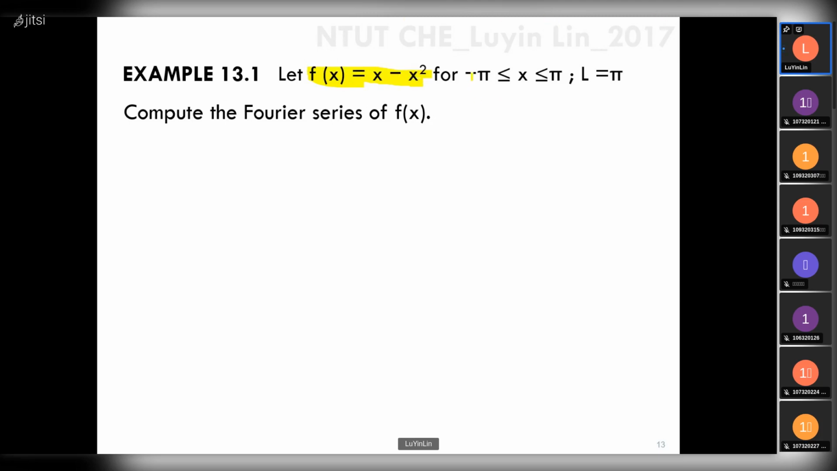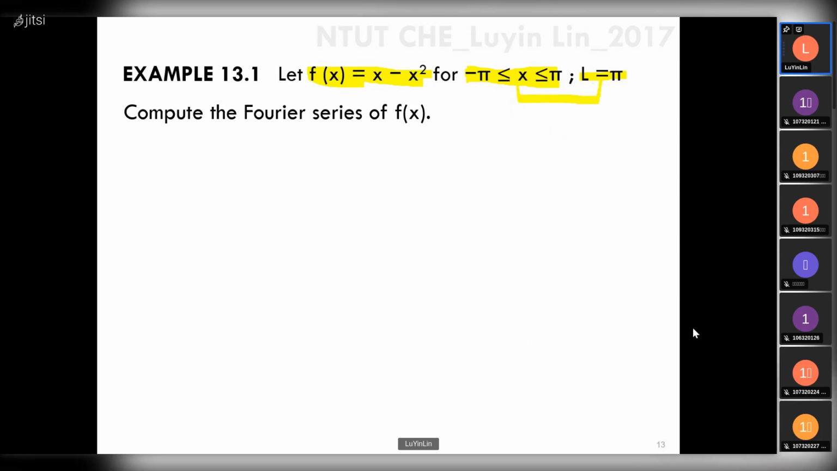So the function is f equal to x minus x square. This is the first information. Second information is the range. x is from minus pi to pi. That means L is equal to pi. These two things are the same.